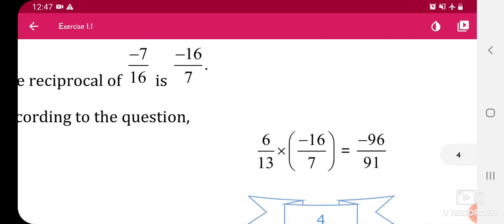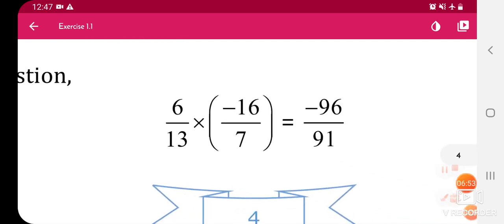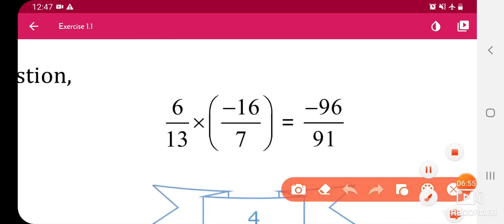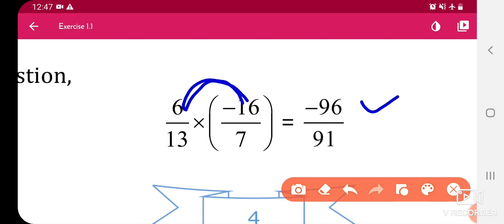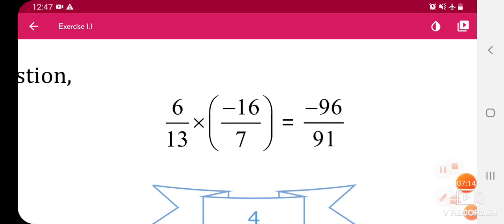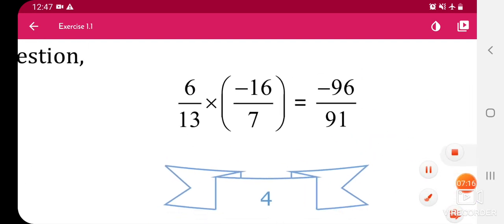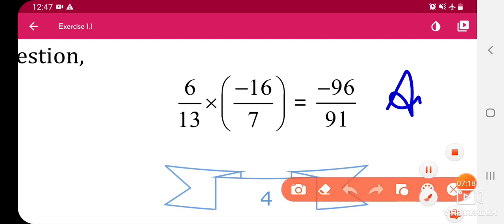According to the question, we have to multiply 6 upon 13 by the reciprocal of this, that means minus 16 upon 7. When the numbers are like that, we multiply numerator by numerator and denominator by denominator. 16 6s are 96 and 13 7s are 91. We don't multiply crosswise, we multiply only numerator to numerator and denominator to denominator. So this is the answer of this question: minus 96 upon 91.